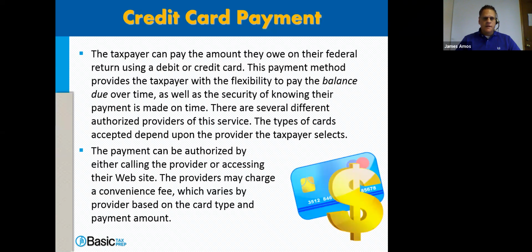Now, the payment, like I said earlier, can be authorized by calling. You can actually call the IRS, or you can access the website. But keep in mind, it's not really the IRS that runs it. It's a provider, and they're going to charge. It says it may charge a convenience fee. I guarantee you they're charging a convenience fee. So you're always going to pay a little bit for using credit card payment.